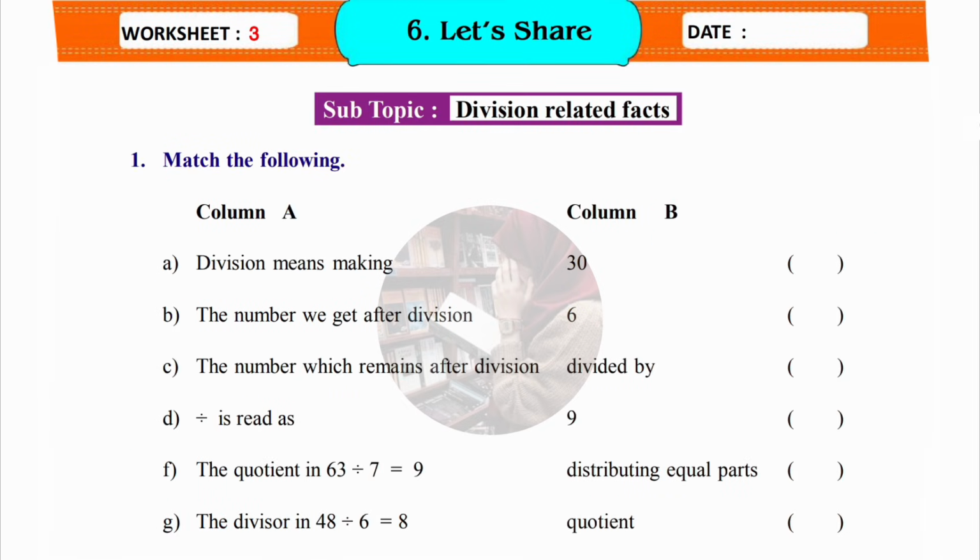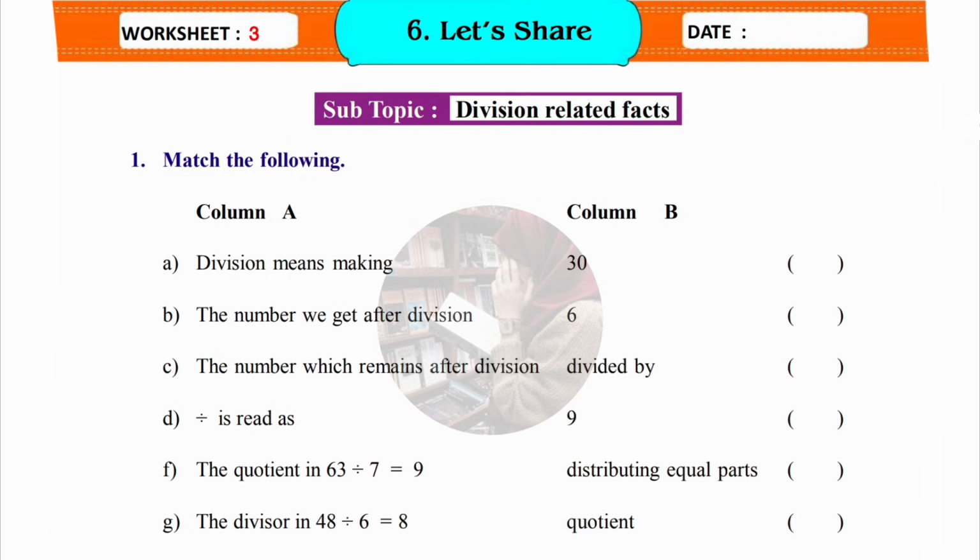So worksheet number 3. Here the subtopic is division related facts. Okay, let's see here. In the first one we have given match the following. Let's match this correctly. Okay, so we have to read column A and its matching is there in column B. We have to match it and write it down.